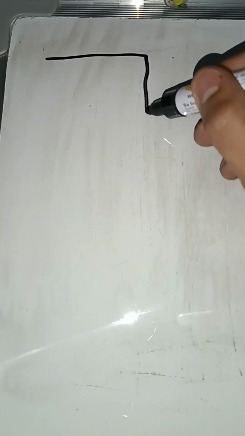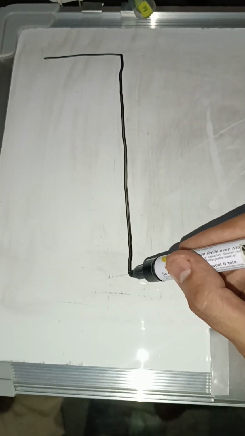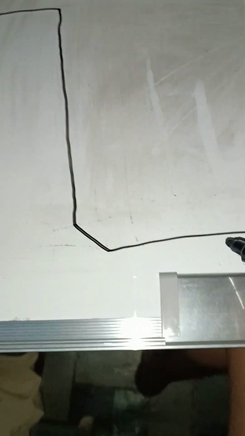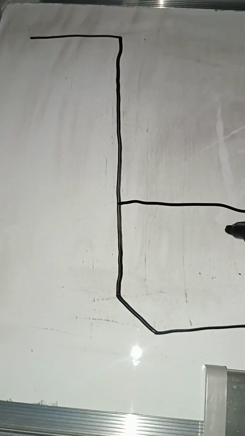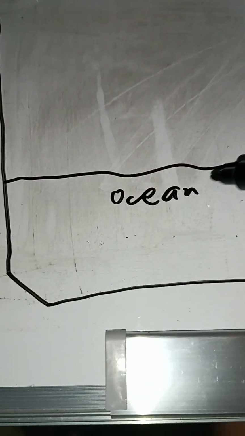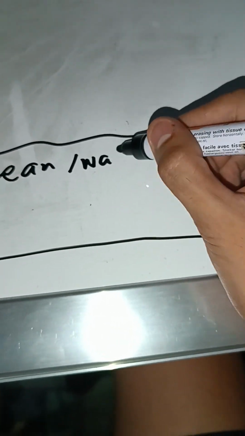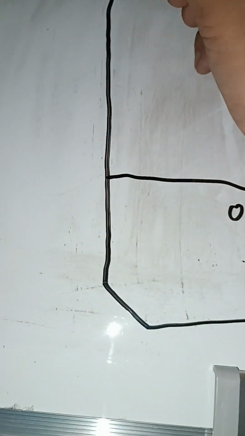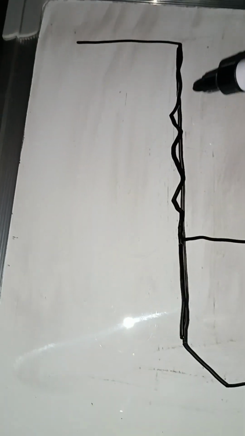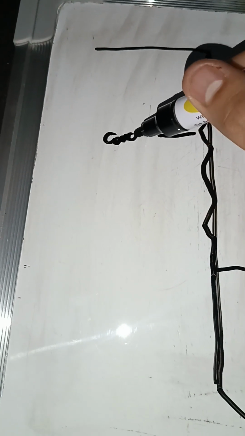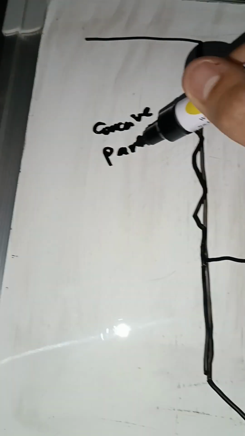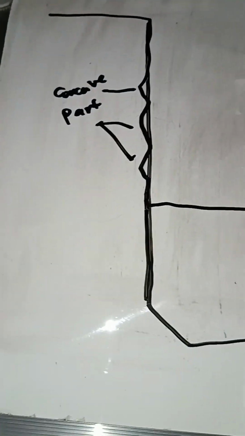Imagine you have a cliff, and this is your cliff. And this here is the ocean, or water. Imagine your cliff does not have a clean surface, rather it has concave parts in it. For example, this is the concave part, and so are these other two.